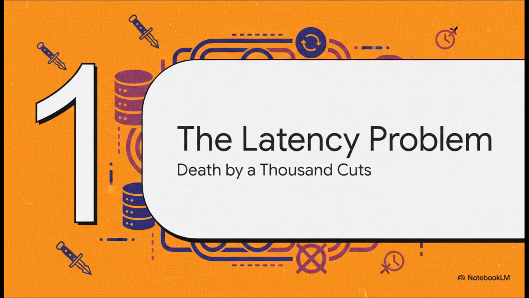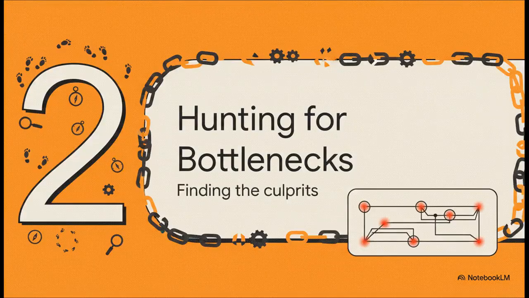The main villain in our story is latency. You know, in a world full of microservices, latency is basically the time tax you have to pay for every single network call between services, every round trip to the database. It's like death by 1,000 cuts, and it's caused by all these little network delays and inefficient queries adding up. So if we want to fix this problem, we have to find it first. It is time to go hunting for the specific bottlenecks that are creating all that latency.